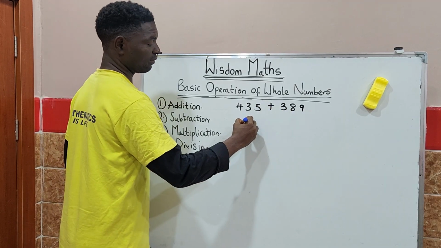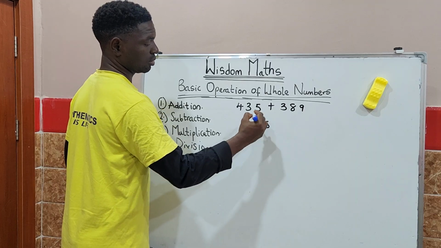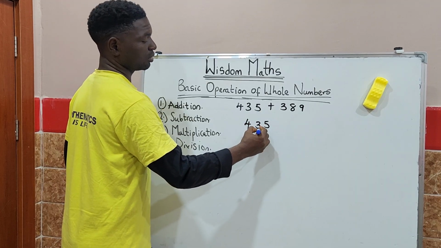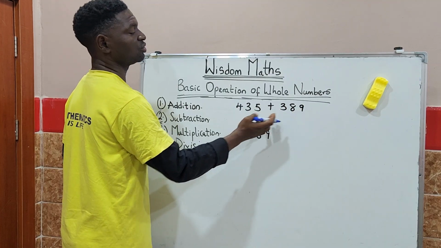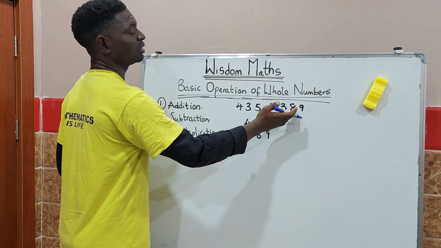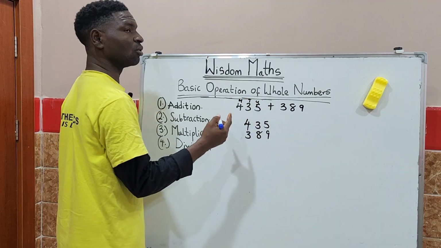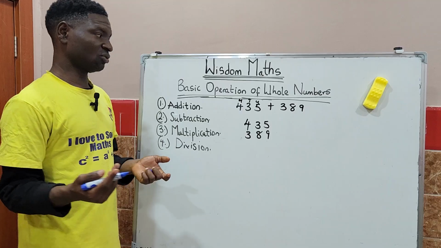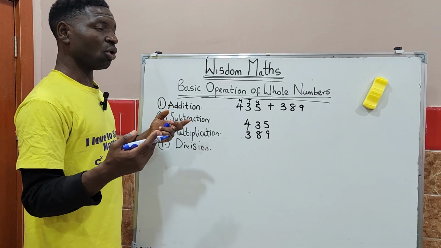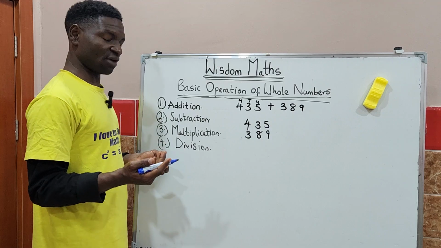So I'll have to set it properly. This is the unit, so unit under the unit, the tens under the tens, and then the hundreds, because this is a whole number. Another thing, the whole number doesn't have points. That's why I say basic operations of whole numbers. The whole number doesn't have points, neither is it expressed as a fraction.